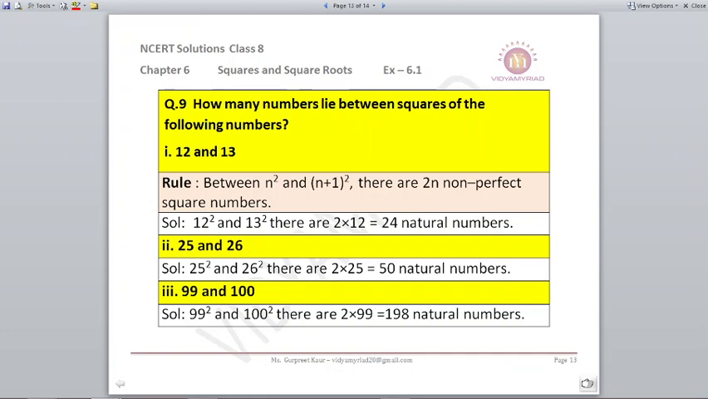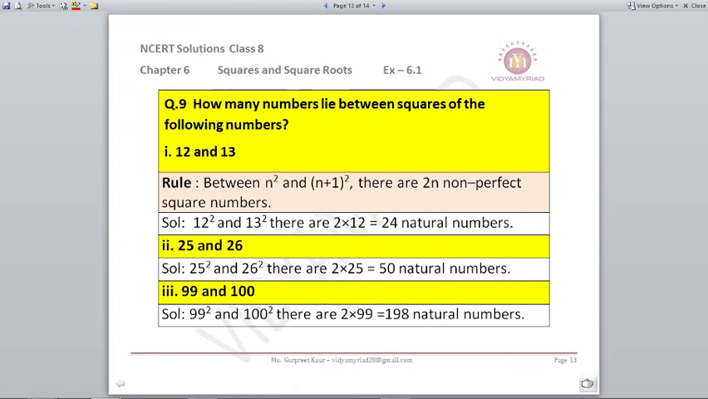Like, how many numbers between 12 square and 13 square? So what I will do is multiply 2 into 12. So there will be 24 natural numbers. 25, 26. These are consecutive. So 2 into 25, 50. 99, 100. These are also consecutive. So 2 into 99 gives you 198 natural numbers.